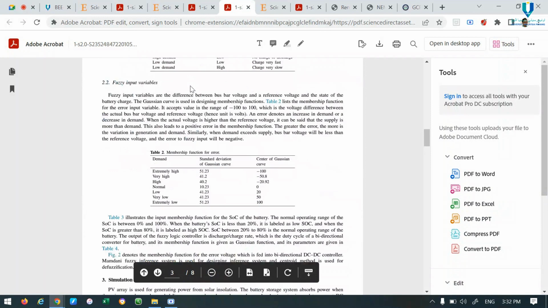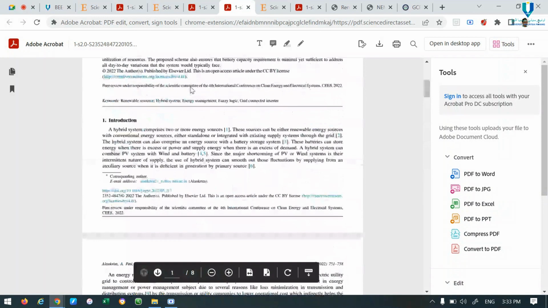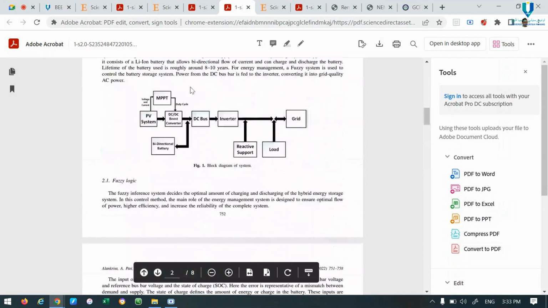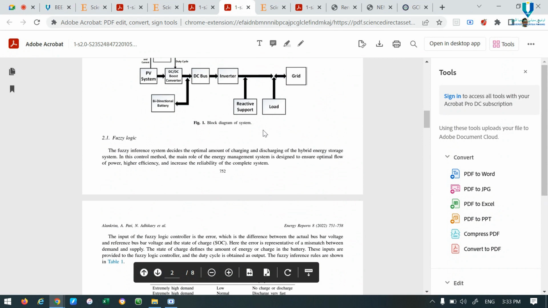They have the algorithm there in order to manage the energy very well, and they must definitely have the batteries. They should have the bidirectional battery. They have the battery there. So the necessity of energy management is there.